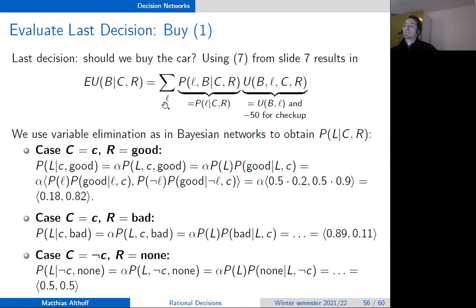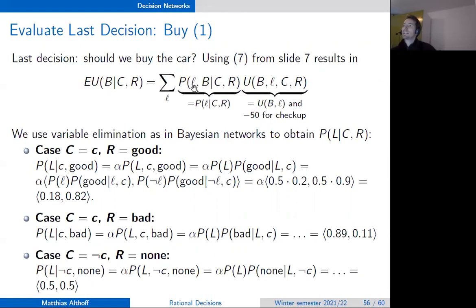Okay, so the last decision is, should we buy the car? So we want to have the expected utility of buying the car given the checkup and the report. And using formula 7 from slide 7, which I just showed today, we can just sum over all values L and use these probabilities multiplied with these utilities and then obtain this expected utility here.